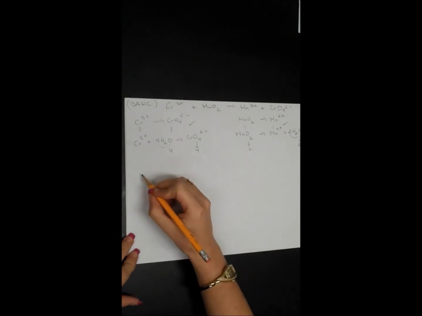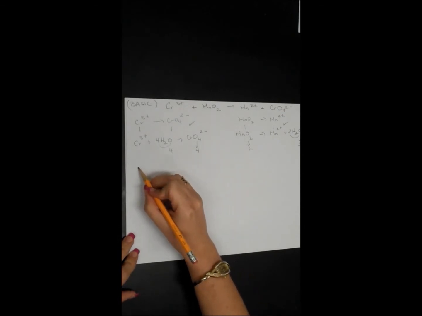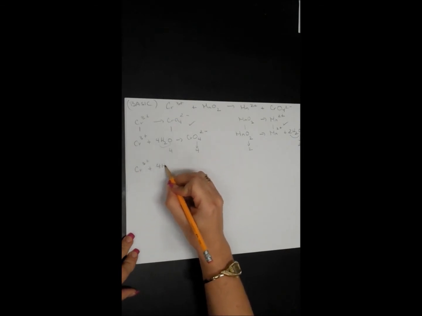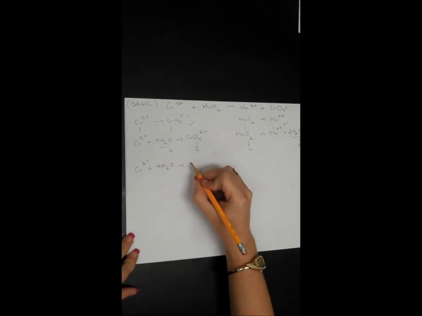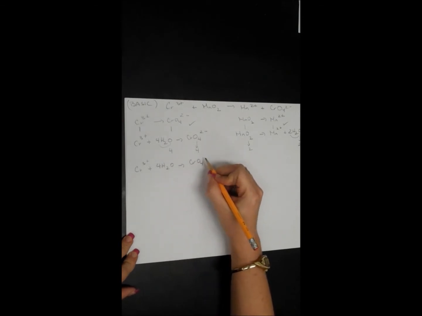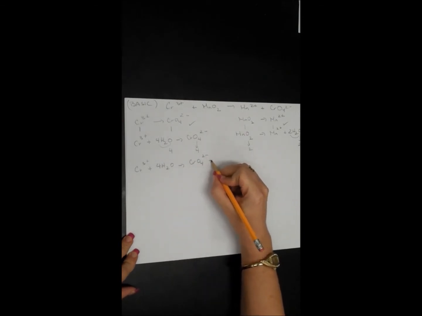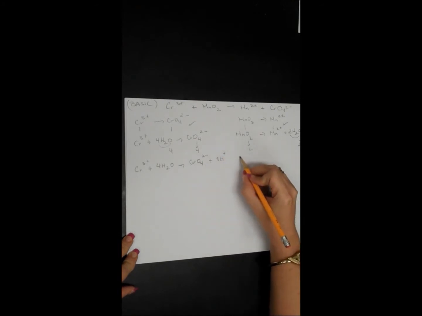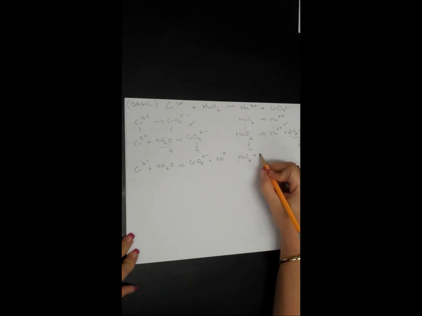Next, we have to balance for hydrogen. For each half reaction, we add H plus to the side of the reaction that is deficient in hydrogen. We add 1 H plus for every hydrogen needed. Since we have 8 hydrogen in the first half reaction, we add 8 H pluses. And in our second half reaction, we have 4 H pluses.